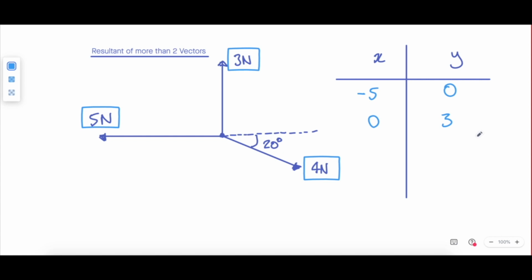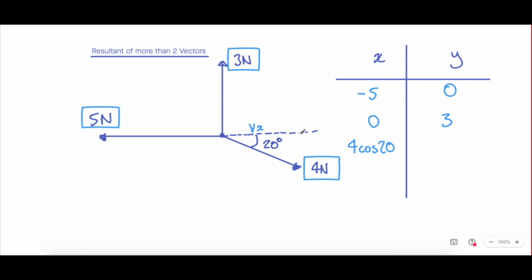So let's start off with horizontal. Now if you think back to SOHCAHTOA, when you're dealing horizontally, this is our x, this is our Vx, this is what we're trying to work out. This is our hypotenuse. Our hypotenuse is 4 newtons. So it's going to be 4 cos 20 for the horizontal component of this.